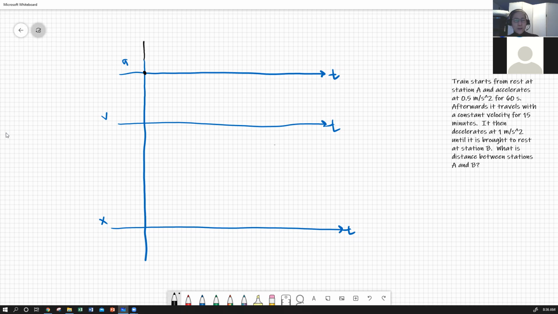So we started out with acceleration of 0.5 positive, and then it went to 0 for a long time. And then it was fairly big in the negative direction for some time. And then the train stopped.